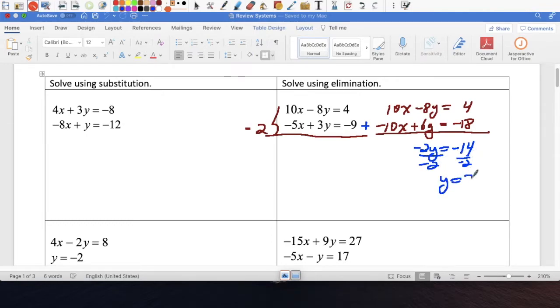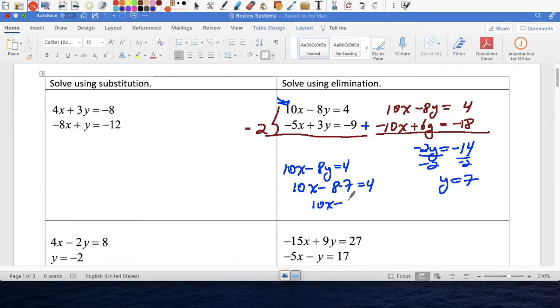And y equals 7. So now I get to pick one of the equations to find x. I'll pick the first one right here. 10x minus 8y equals 4, and then I'll replace the y with 7, so I get 10x minus 8 times 7 equals 4. 10x minus 56 equals 4. Add 56 on both sides, I get 10x equals 60. Divide both sides by 10, and x equals 6. So our point of intersection is 6 and 7.